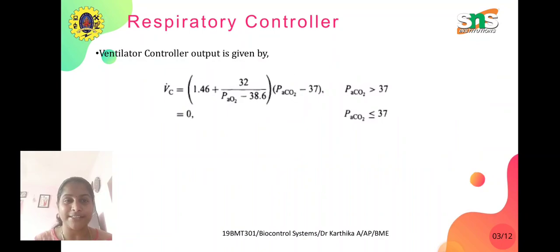See, the formula: VC, the ventilatory controller output, is given by (1.46 plus 32 by (PaO2 minus 38.6)) multiplied by (PaCO2 minus 37) when PaCO2 is greater than 37. For PaCO2 greater than 37, VC equals 1.46 plus 32 by (PaO2 minus 38.6) multiplied by (PaCO2 minus 37). For PaCO2 less than or equal to 37, the answer is 0.